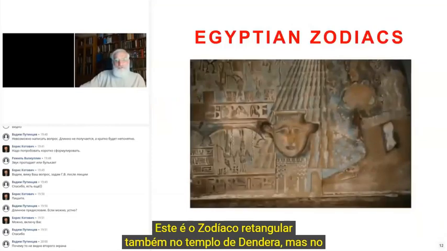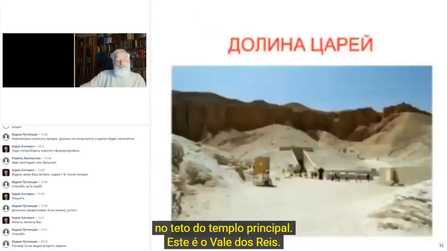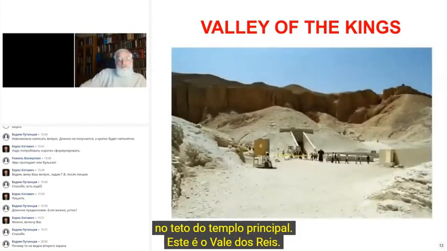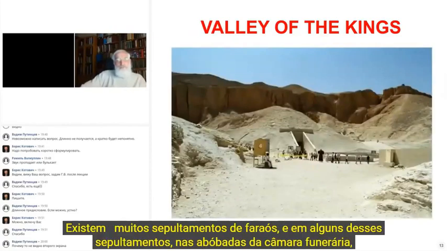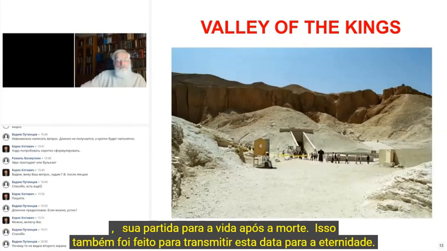This is the rectangular zodiac in the Dendera temple as well, but in the main temple. The previous one is in the chapel on the roof of the temple, and this one is large, on the ceiling of the main temple. This is the Valley of the Kings. There are many pharaohs' burials, and in some of these burials, on the vaults of the burial chamber, there is a zodiac with the date of either death or the 40th day, but connected with the pharaoh's death, his departure to the afterlife.